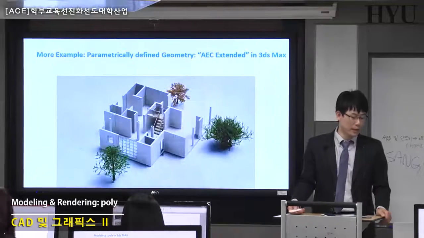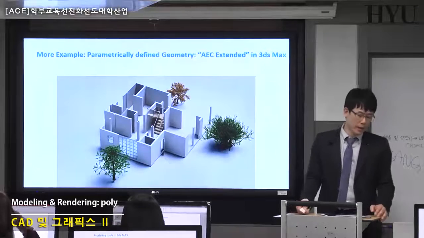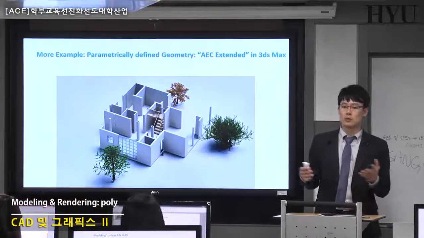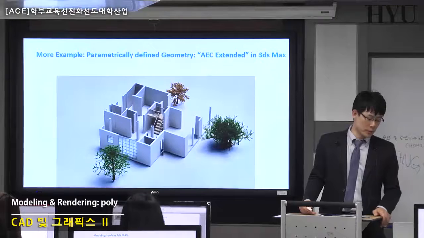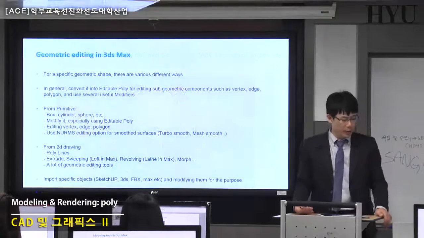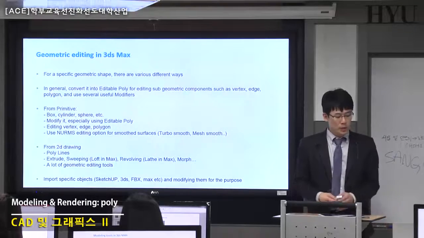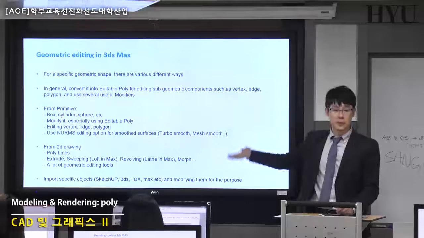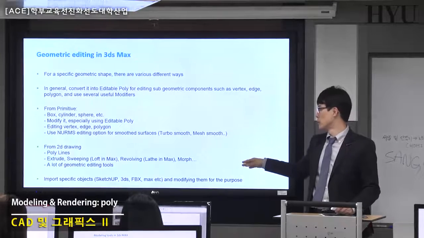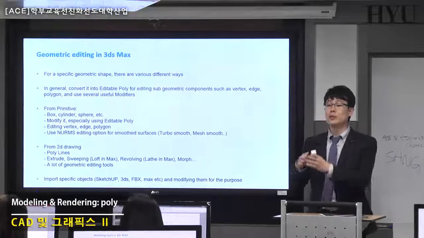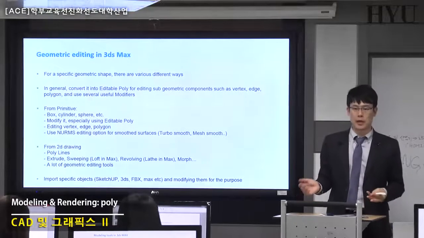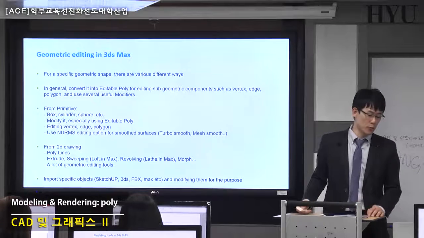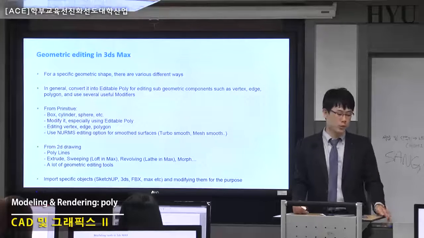That's what I showed you last week. And we're going to deal with this one later, not now. We're going to deal with some fundamental geometry editing first, and then move on. So that's what I showed you last week. From primitives, from 2D drawings, from predefined 3D objects, and some recursive edits, that's how we can get your own 3D geometry.